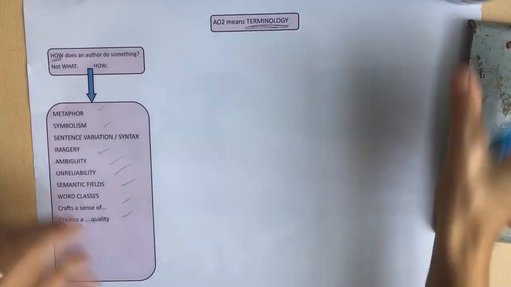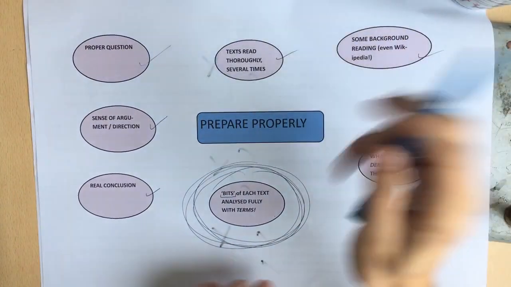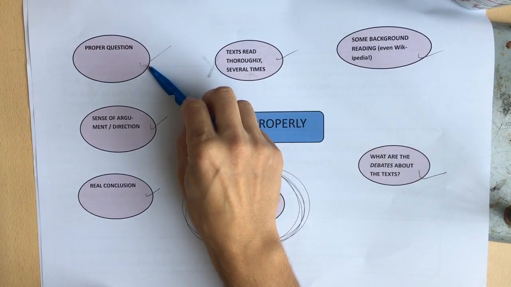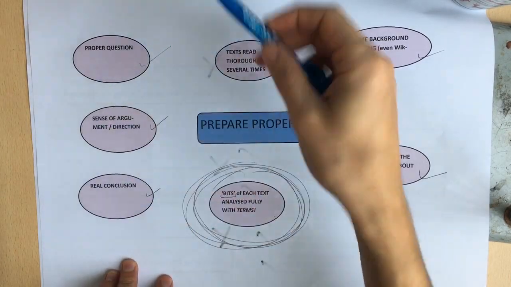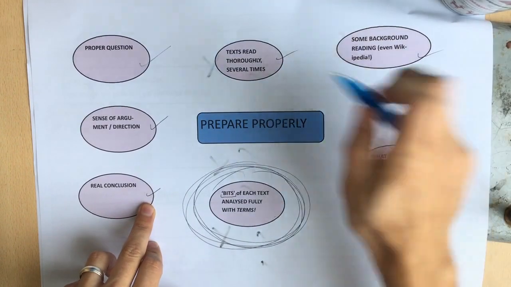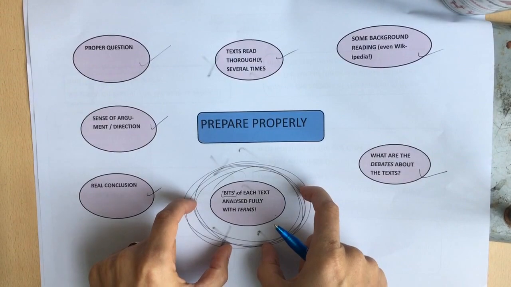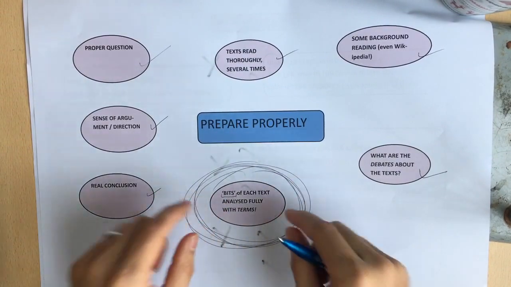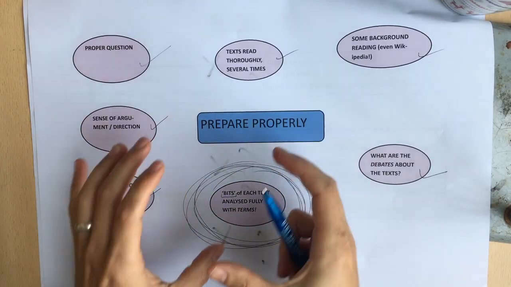We'll just finish off with a quick recap on what I was saying about preparation. Make sure you go back to your question, redo that question if it's not something that's going to get the best out of you. Make sure you've thought about a sense of argument, what you want to say, where you're going, and moving towards a conclusion in perhaps subsequent drafts. Most important, go back to the text, read them again, okay? The most important thing I can say in terms of the analysis: find bits of the texts, annotate them with terms, get your terminology out, use your terminology.